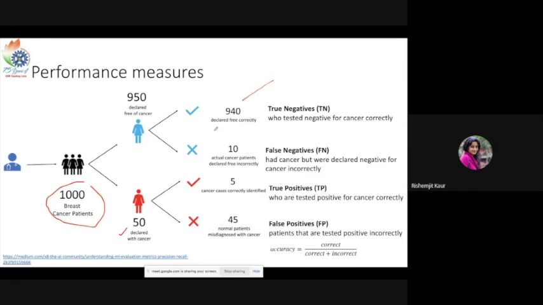They did not have any cancer. Even their true label says that, doctors also say that. Now that becomes true negatives, those who tested negative for the cancer correctly. But the 10 patients who actually had cancer, but our algorithm declared them free of cancer incorrectly. So that becomes false negatives.